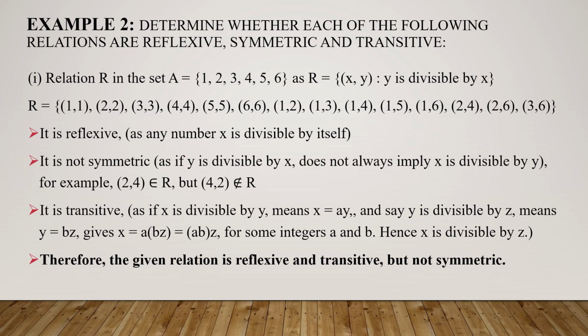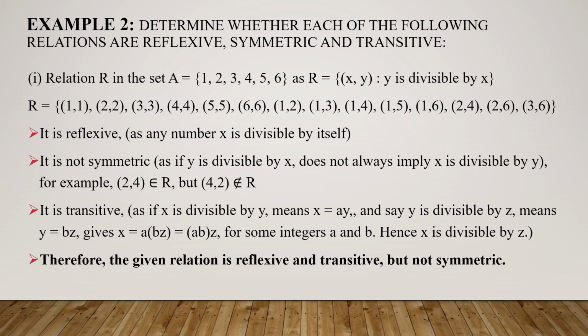Now let us try to check the properties. First thing, it is reflexive, very obvious because every number is divisible by itself. It is not symmetric. Why? If Y is divisible by X, it does not imply always that X will also be divisible by Y. For example, we have the ordered pair (2,4), but do we have (4,2)? No. 4 is divisible by 2, but obviously 2 is not divisible by 4. So this relation is not symmetric.